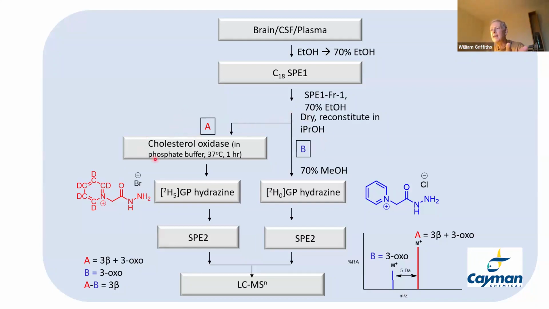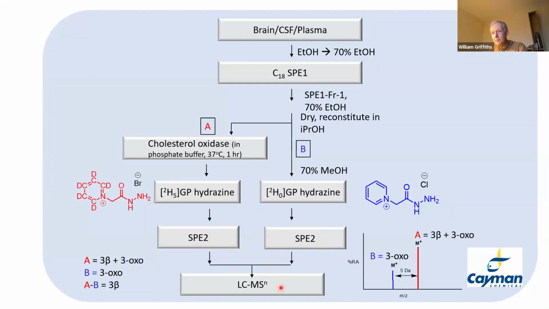To the A fraction, we add the cholesterol oxidase and the deuterated Girard reagent. This will be applicable for those oxysterols with a 3-beta hydroxy group. To the B fraction, we skip the enzyme and add the non-deuterated Girard reagent. So this will only work on those oxysterols that have a natural 3-ketone group. Then we do a second little cleanup step, just to remove excess derivatization reagent. We can then add the A and the B fractions together and do our LCMS.